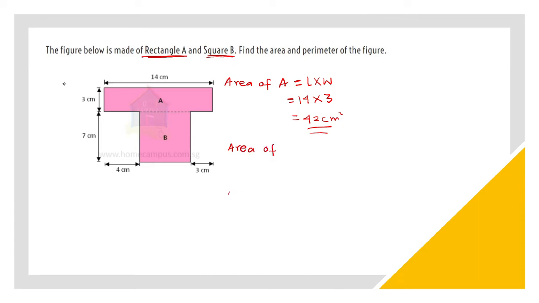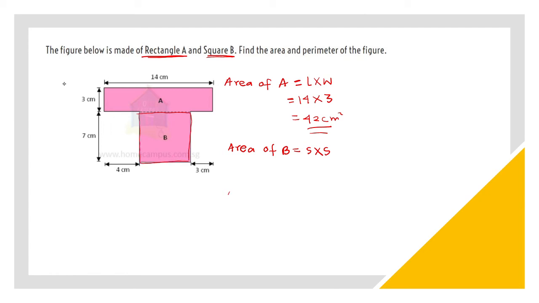Area of B, let's say B. Area of B equals, how do you find the area of a square? You have side times side, right? S squared, side times side. So if you look at figure B here, this is figure B.